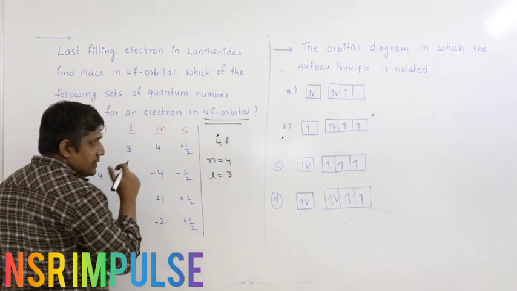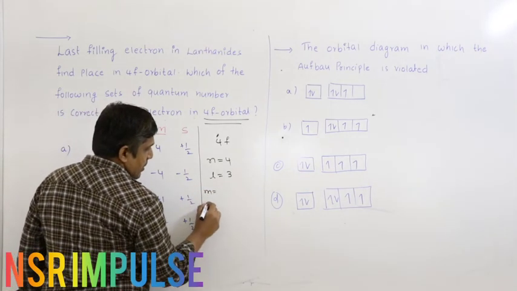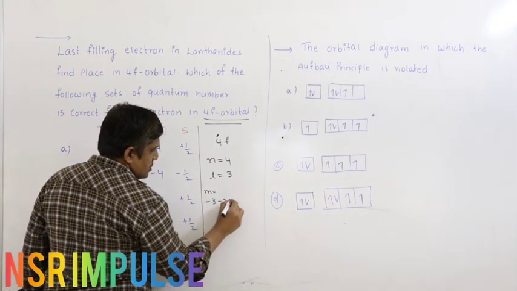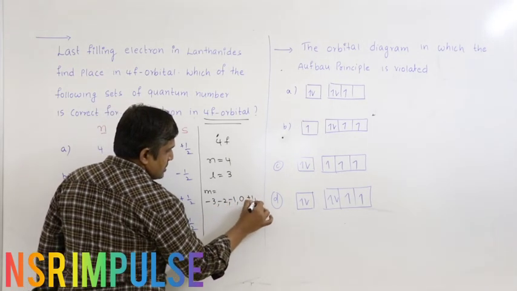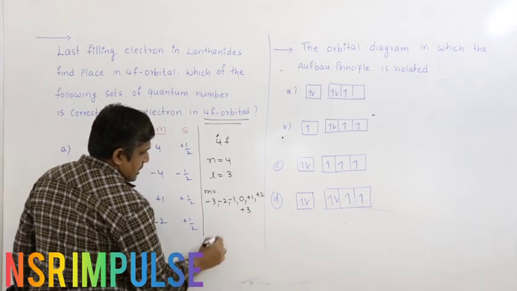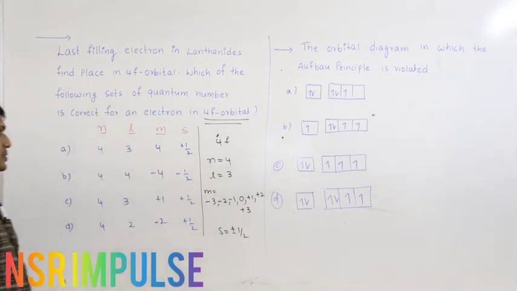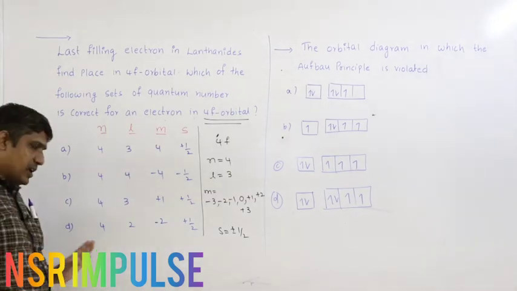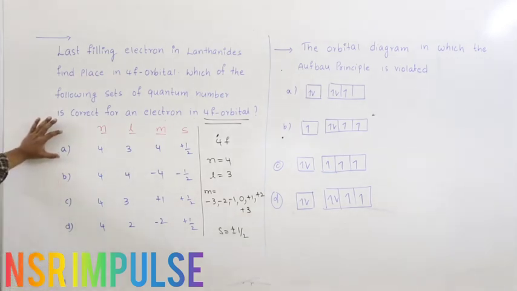So we don't know how many electrons are present, therefore possible m values are -3, -2, -1, 0, +1, +2, +3. S can be plus or minus half. These are the possible values. N must be 4, L must be 3. M can be any value from -3 to +3. S is plus or minus half. So let us see the first option.